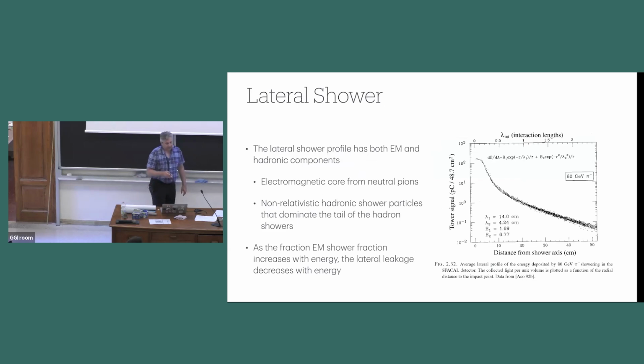So you can look at both the longitudinal, which is in the depth of the material, and the lateral, which is in the width. And so you have a core, which is the electromagnetic component from neutral pions, and then you have a tail from those hadronic showers. And so the leakage here actually decreases with energy, because the fraction of the EM shower increases with energy. That means you're getting more energy into that electromagnetic core as you go up in energy.